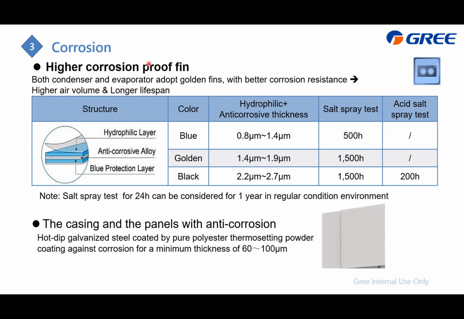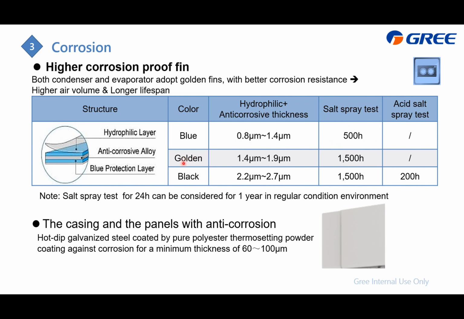Anti-corrosion issues. First is the fins. In our design system, we divide the anti-corrosion on the fin by colors, and we have 3 levels. First is the blue, next is the golden, and the last is the black. Inside the fin there are 3 layers, and according to the different color, which means a different level of anti-corrosion, the thickness is different. Because the thickness is different, the anti-corrosion is also different.